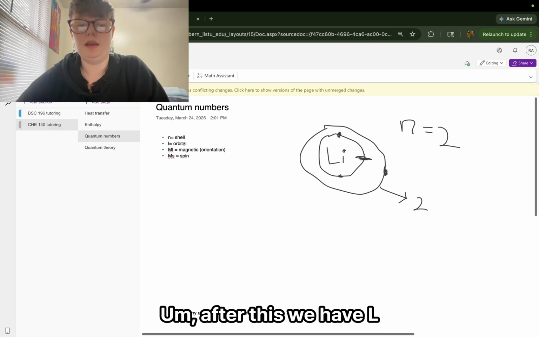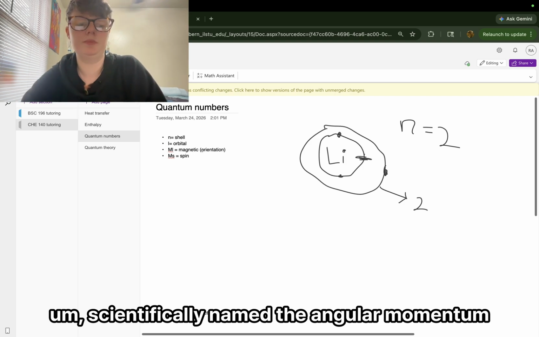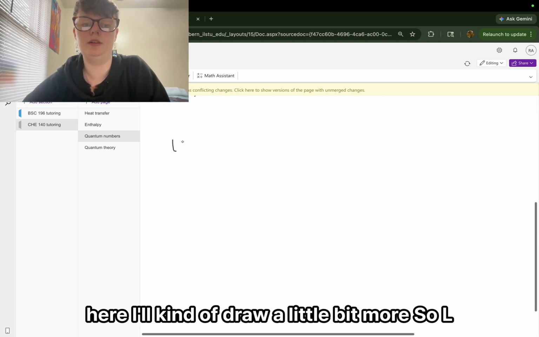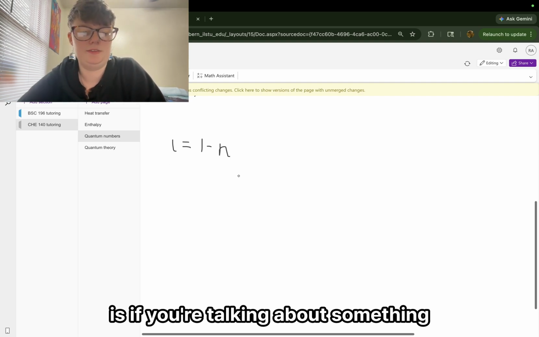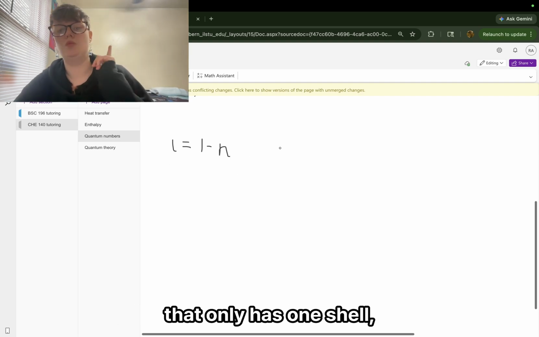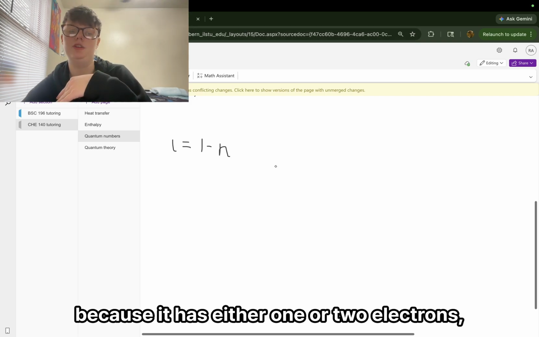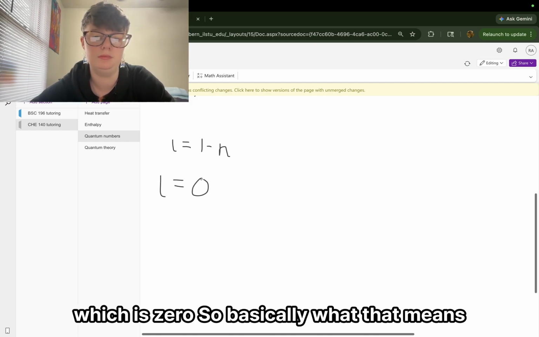After this we have l, which is the orbital, or more scientifically named, the angular momentum. Down here I'll draw a little bit more. l is always n minus 1. So if you're talking about something that only has 1 shell, either hydrogen or helium, because it has either 1 or 2 electrons, then l would equal 1 minus 1, which is 0.